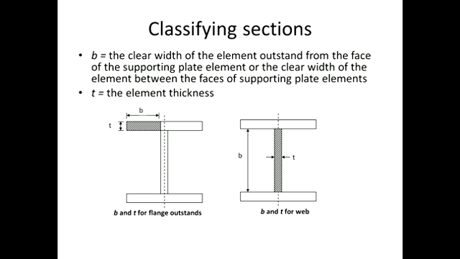So for rectangular hollow sections, when we look at this, we are looking at a section which is bending about the major axis. So what would happen if this beam is bending about the minor axis? How would we define the values of B for the web and also for the flange?